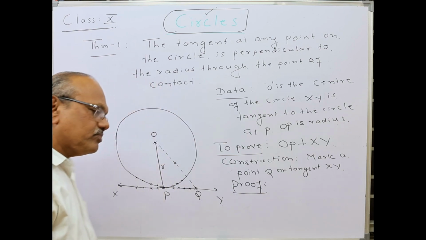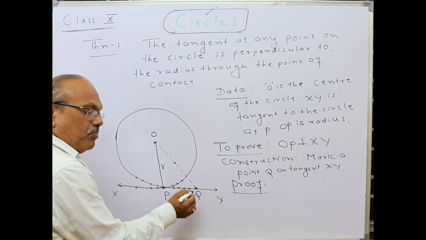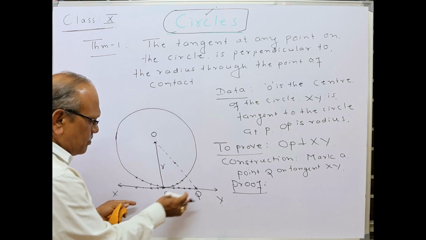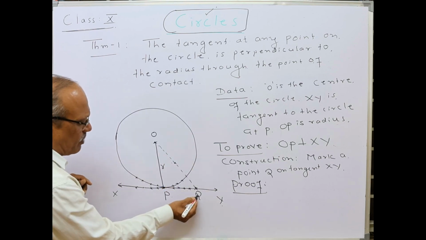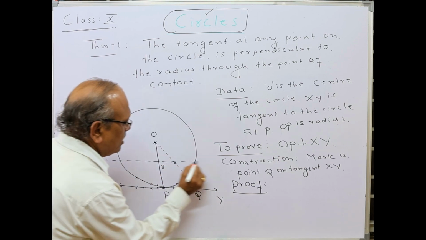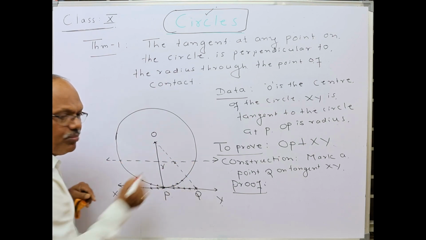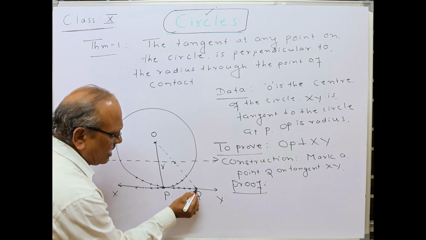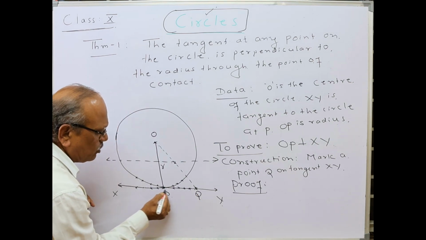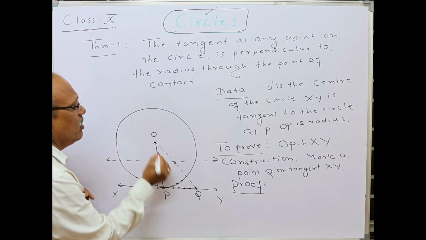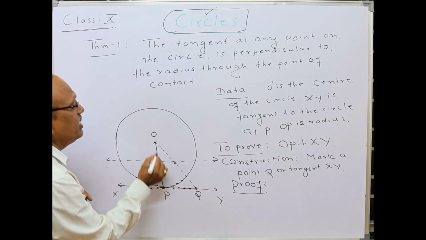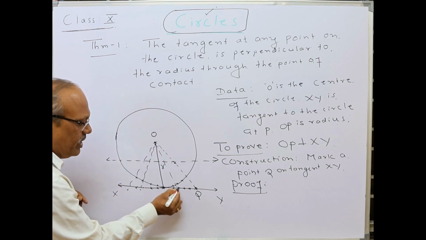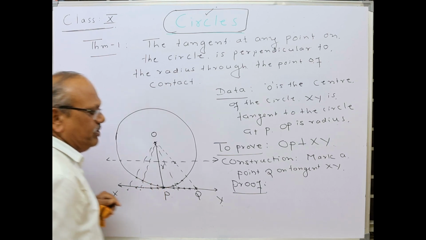The proof is that Q will have three possibilities. If it is on the circle, it would have been the radius. If it is inside the circle, then XY becomes a secant. When Q is outside the circle, if you move this point Q closer and closer to P, OQ will always be greater than the radius except at point P. Even if you take it anywhere here, OQ will be greater than the radius except at the point P.